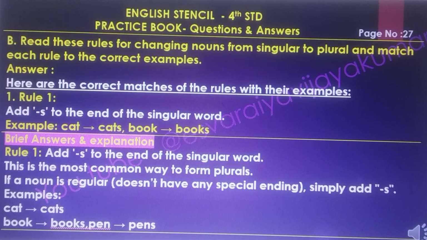Brief answer and explanation of these questions. Rule number 1: add s to the end of the singular word. This is the most common way to form plurals. If a noun is regular and does not have any special ending, simply add s. Example: cat, cats, book, books, pen, pens.